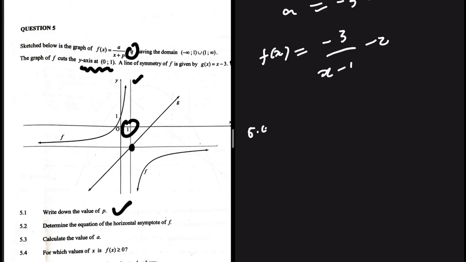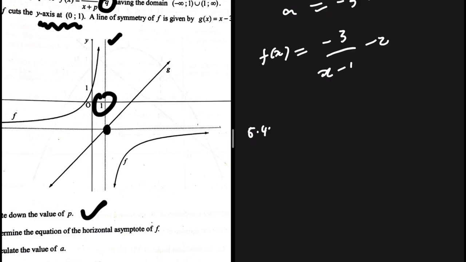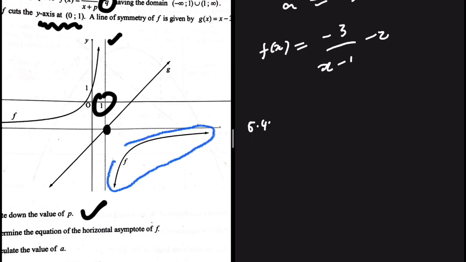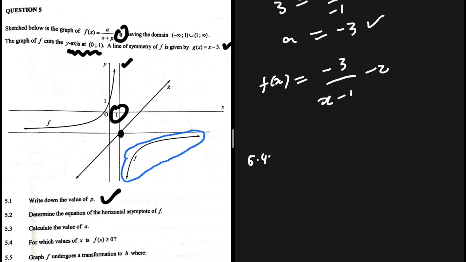And then 5.4: for which values of x is f of x greater than or equal to 0? Let's take a look at this wing here. When f of x is greater than or equal to 0, this wing is less than that, because it is below the x-axis. So it cannot be part of our solution, because it is always negative up to infinity.